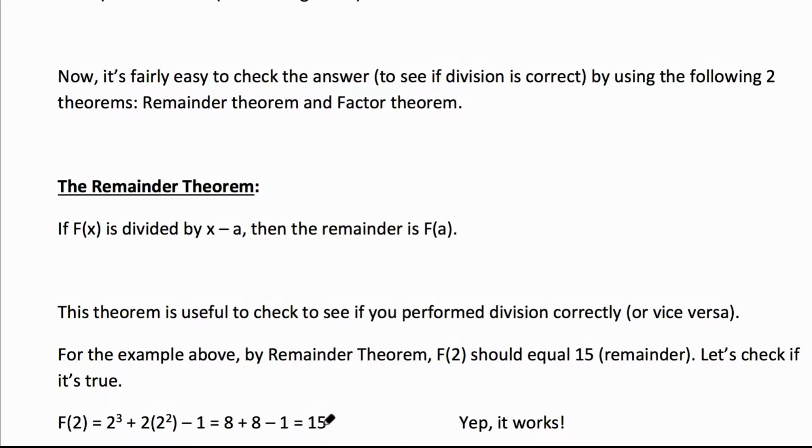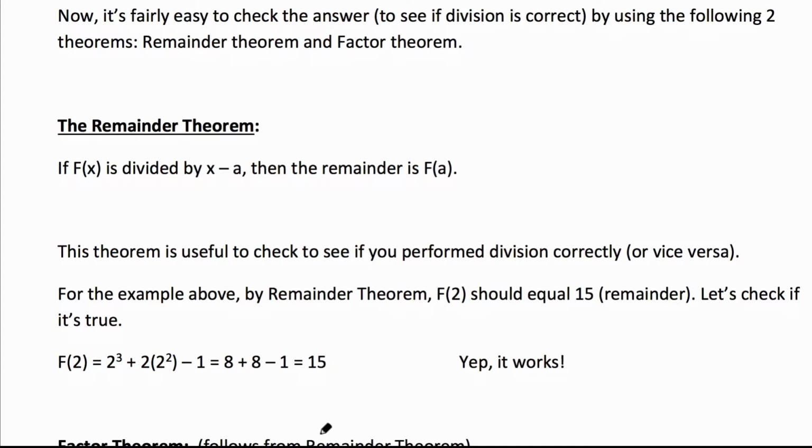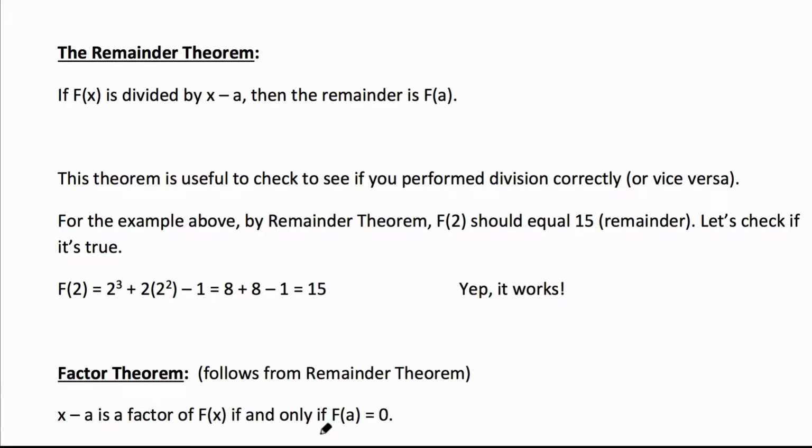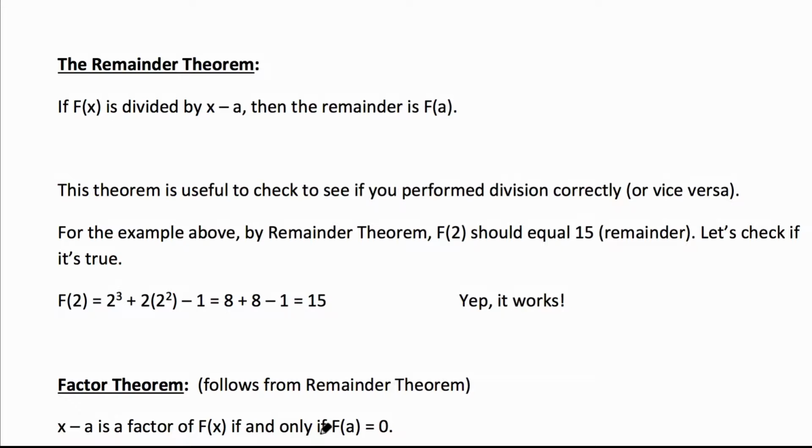How did we know if we did this right? Remember how the remainder was 15? The number that we divided by, remember it's 2, because we're subtracting x minus 2. Let's plug in 2 into the polynomial. And we get 2 cubed plus 2 times 2 squared minus 1. So we'll get 8 plus another 8, and then minus 1, we do get 15. And we did it right. Yay for us. So it's kind of nice, especially if you're working quickly with synthetic division or long division. You do want to know if you did this correctly.